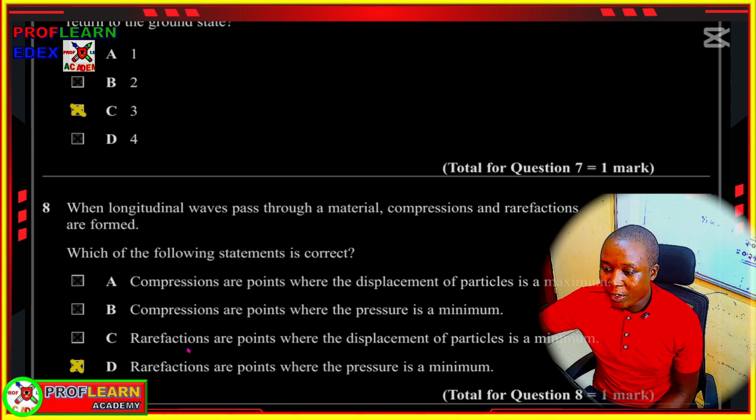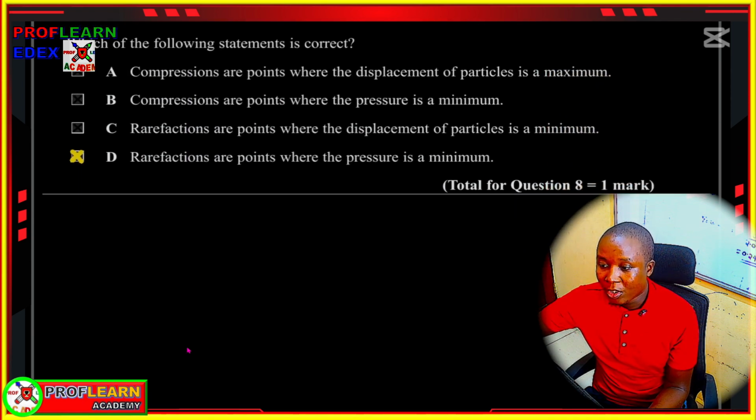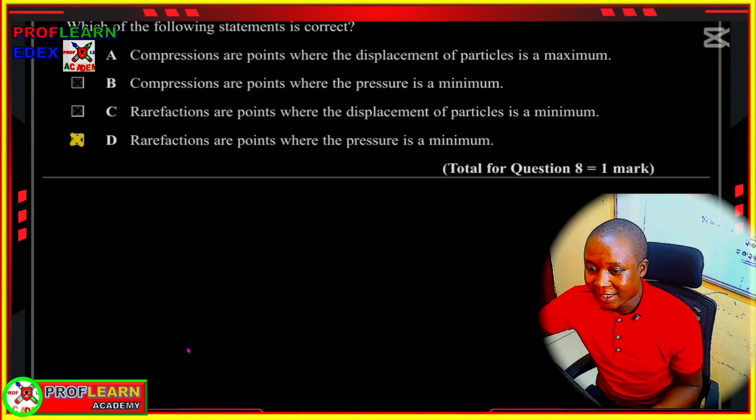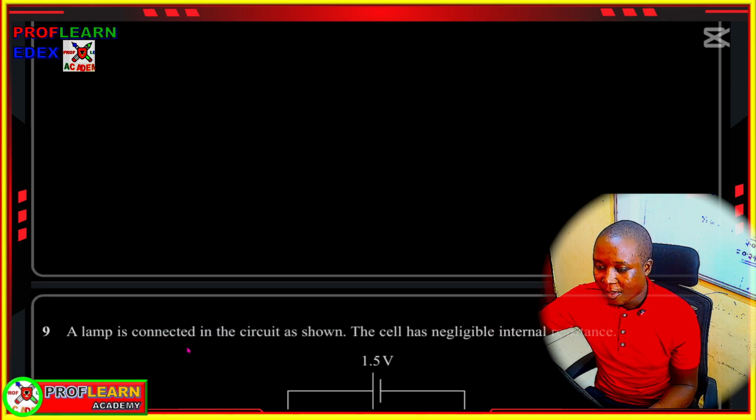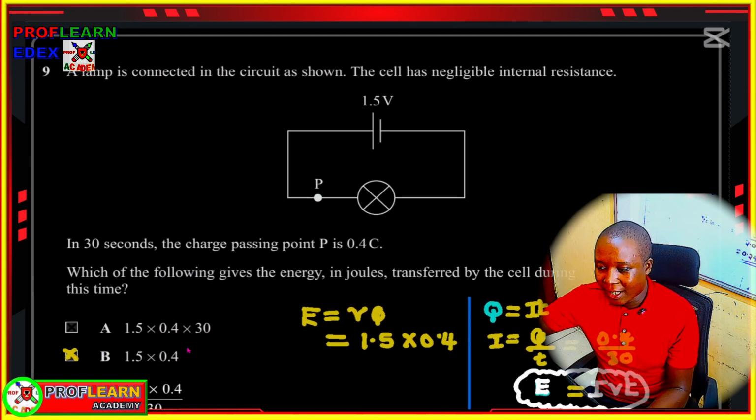When longitudinal waves pass through a material, compressions and rarefactions are formed. Which of the following statements is correct? Rarefactions are the points where pressure is minimum. Pressure is minimum.